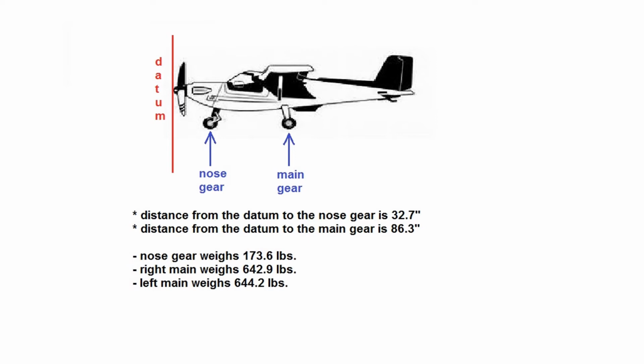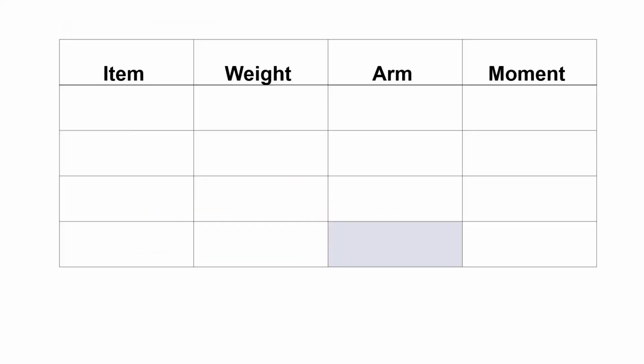The nose gear weighs 173.6 pounds. The right main gear weighs 642.9 pounds, and the left main gear weighs 644.2 pounds. For the first step in this process, we'll create a 4-column chart, an item weight arm moment chart as depicted here.